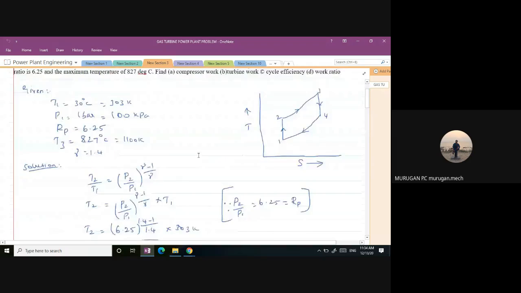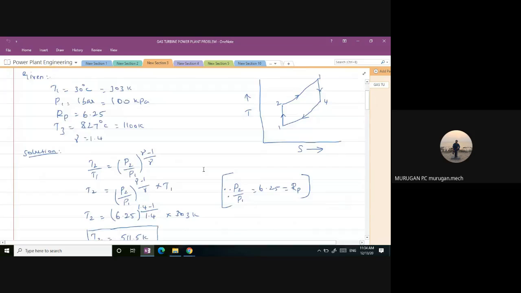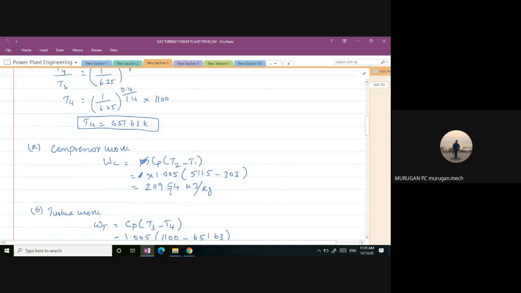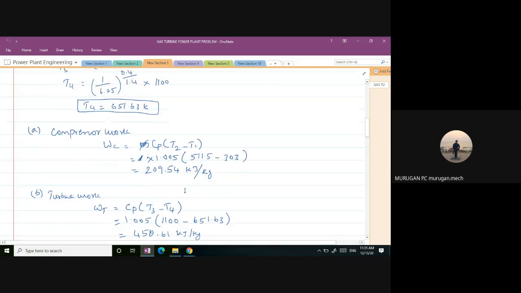First we have to find the compressor work. The compressor work can be calculated using a simple formula: m cp delta T. If the mass m is not given, we can assume it per kg and make the calculation for 1 kg. So m cp delta T, where the cp value of air is 1.005 kilojoule per kg Kelvin. With T2 obtained and T1 as 303 Kelvin, we find the compressor work is 209.54 kilojoule per kg.